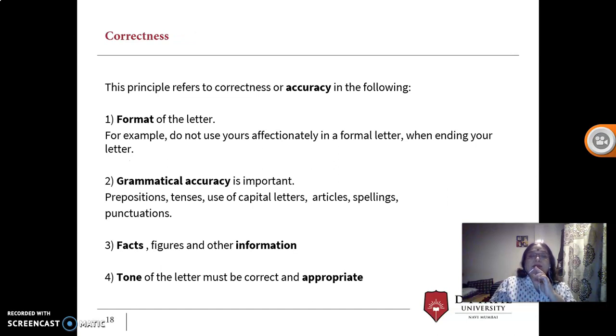Now we go to the next part, and that is correctness. When you're talking of correctness, we are actually referring to accuracy, and you have to be accurate when you're using certain words. Like for example, in the format itself, you have to be correct in the usage of your format. Let it not be a wrong format, or you're using yours affectionately instead of yours sincerely or faithfully, or you have simply written dear something, when you're not to do it. So your format should be correct, the style should be correct, you should be grammatically accurate, your tenses, your prepositions, the use of capital letters, and so on, articles, spellings, punctuations, okay.